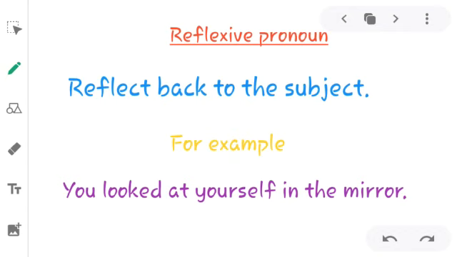Now a few examples are done for you. The rest of the sentences you have to do by yourself in your copies. Now let's see what a reflexive pronoun is.